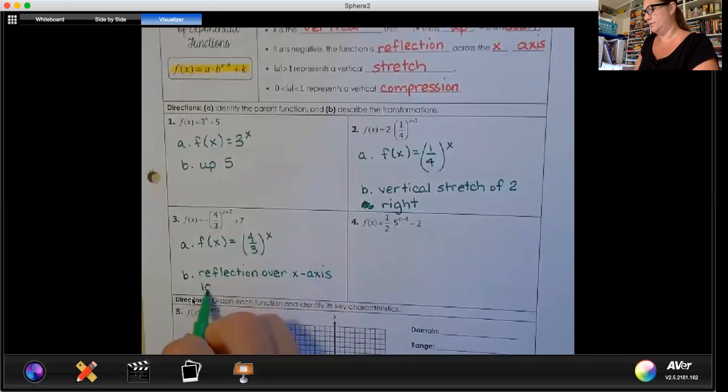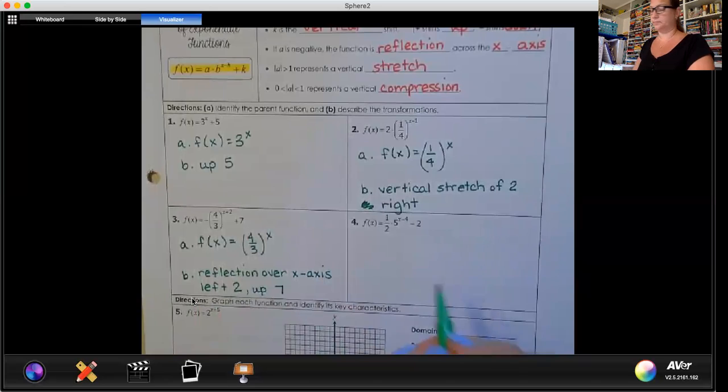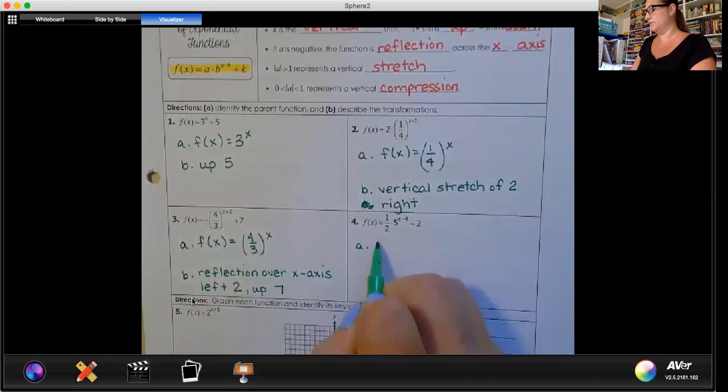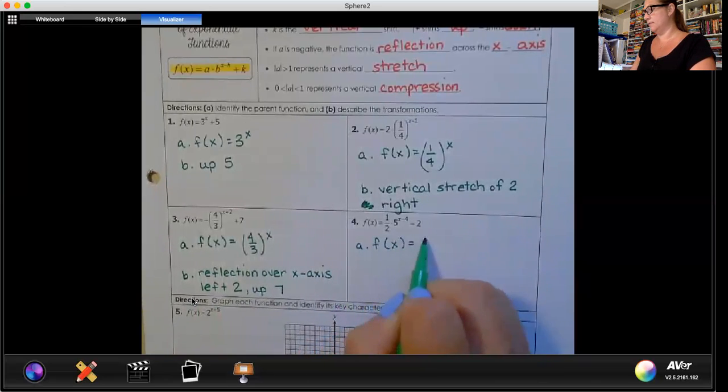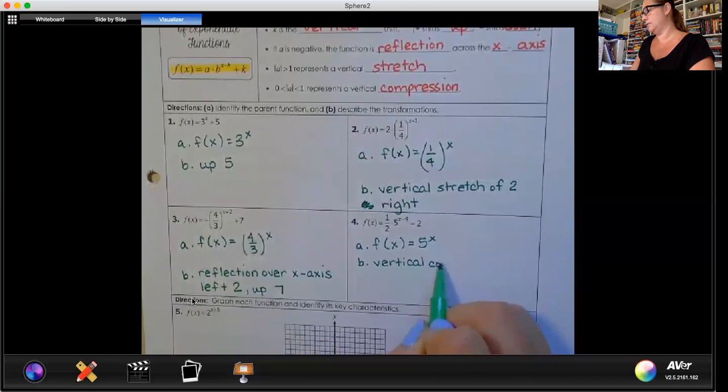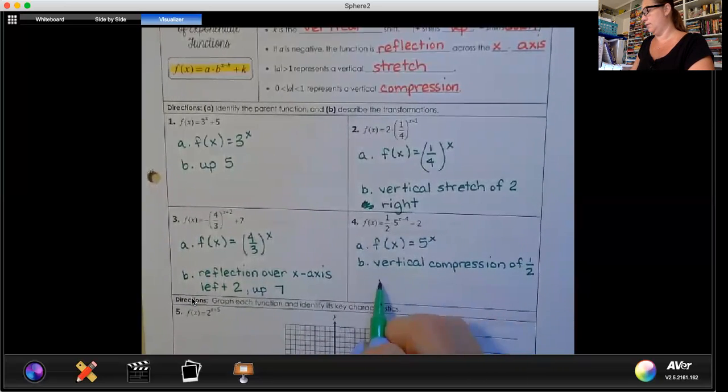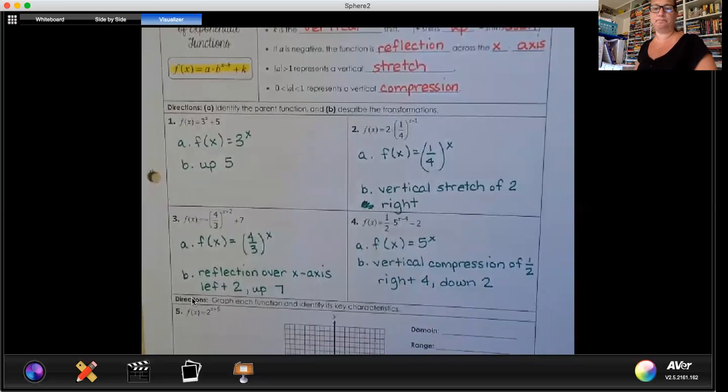You're moving left 2, that plus 2 in the exponent, and you're moving up 7 because of the positive 7 outside. Parent function for number 4, f of x equals 5 to the x power. Transformation: you have a vertical compression of 1/2. You're going right 4 because of your exponent, and down 2 because of your number on the outside.